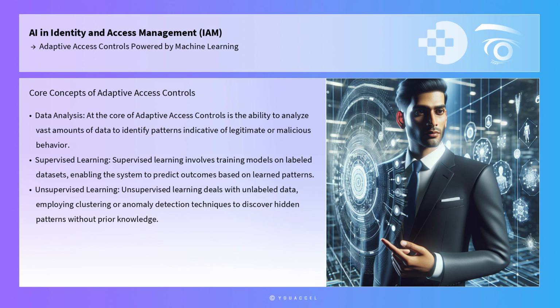At the core of adaptive access controls is the ability to analyze vast amounts of data to identify patterns indicative of legitimate or malicious behavior. This analysis is achieved through various ML techniques, such as supervised and unsupervised learning. Supervised learning involves training models on labeled datasets, enabling the system to predict outcomes based on learned patterns. For example, a supervised learning model can be trained to recognize the typical login patterns of users, allowing it to flag deviations that may indicate a security threat.